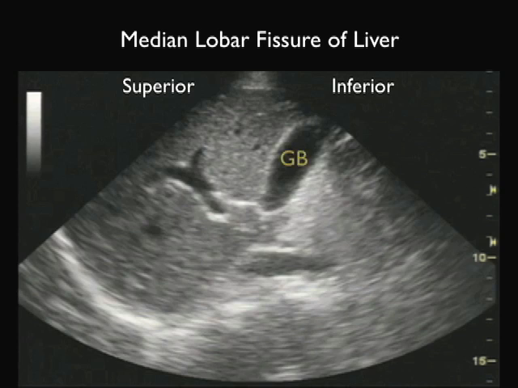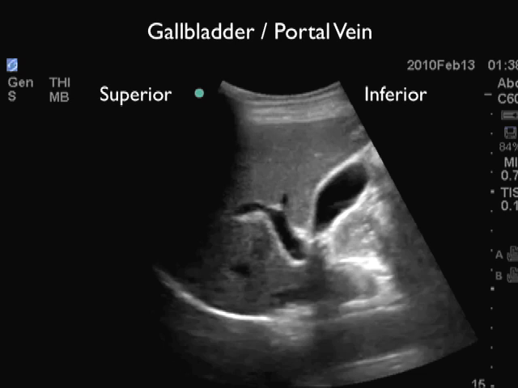Here's another ultrasound image to reinforce the median lobar fissure of the liver as a very important landmark that joins the gallbladder to the portal vein. We see the gallbladder to the right or inferior and the portal vein with its echogenic or bright walls to the superior aspect to the left. Notice the little white line, which is the median lobar fissure, well seen in between the portal vein and gallbladder.